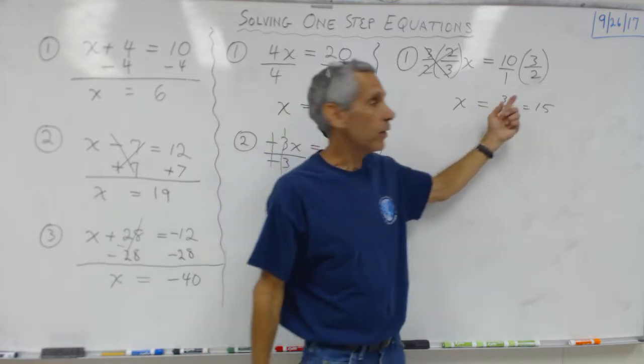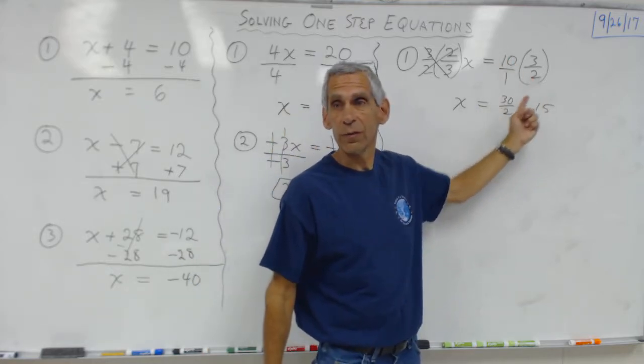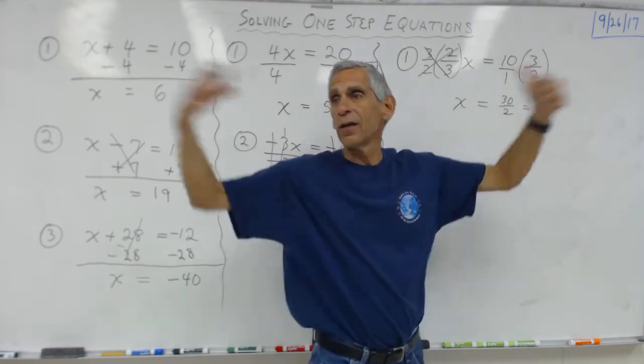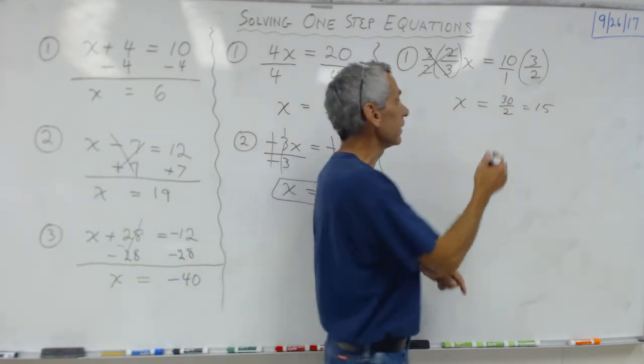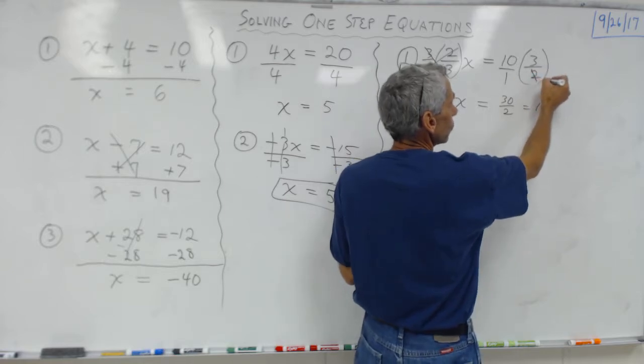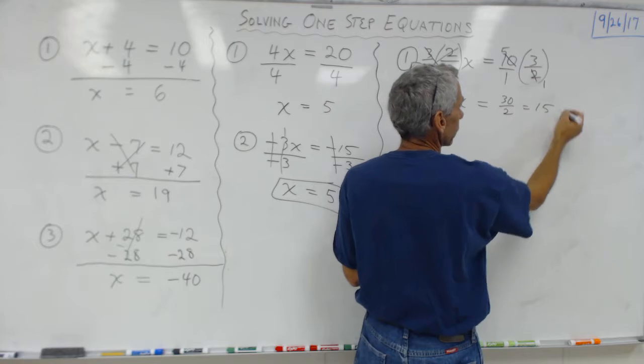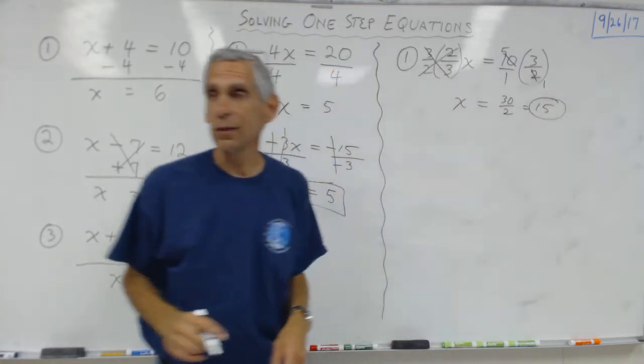The way I do it is I simplify first. I don't just go 10 times 3, because then it could be a big number. I don't like that. I like to keep it simple. 2 goes into 2 once. 2 goes into 10 5 times. 5 times 3 is 15. So that's what I would have done. X is equal to 15.